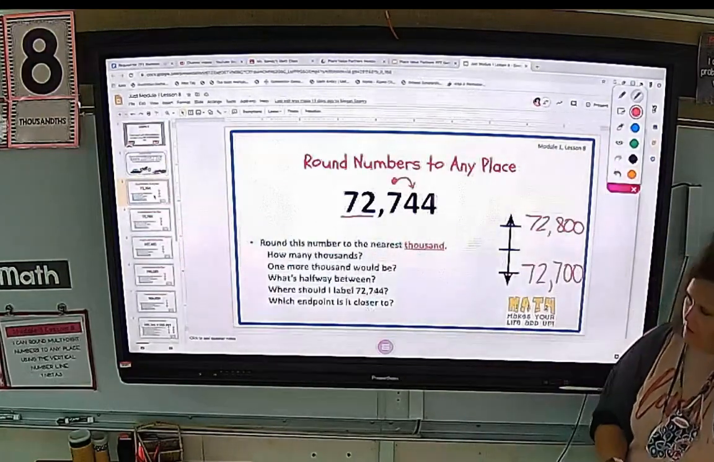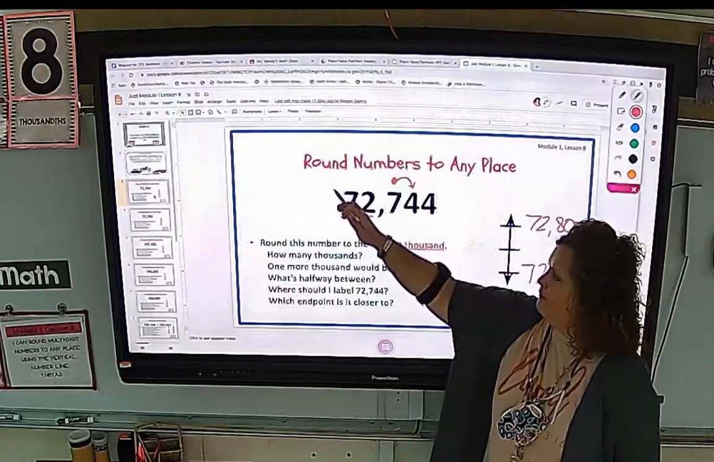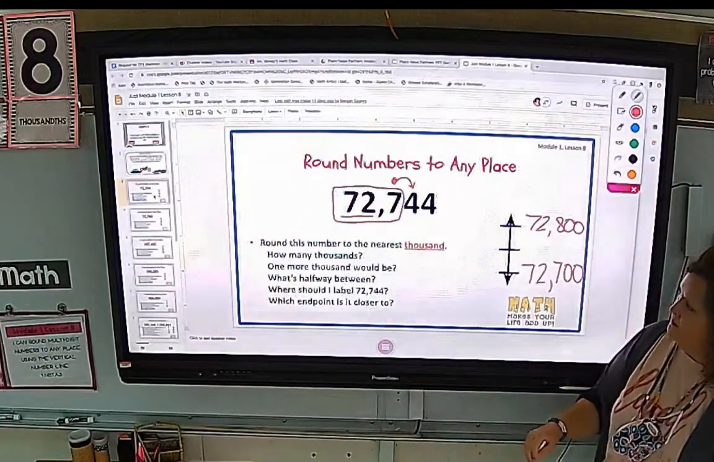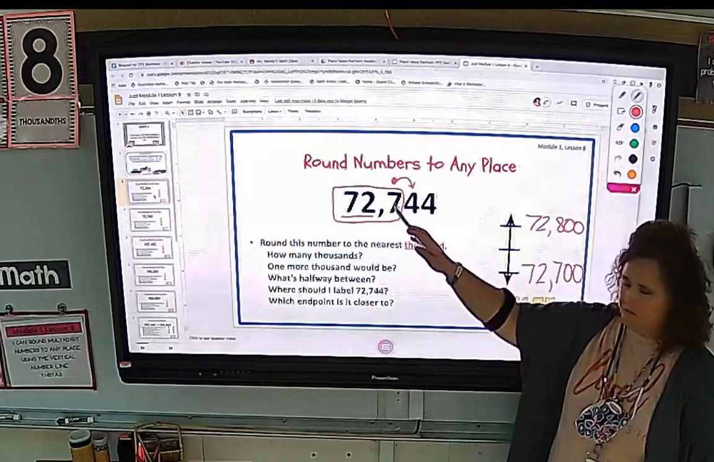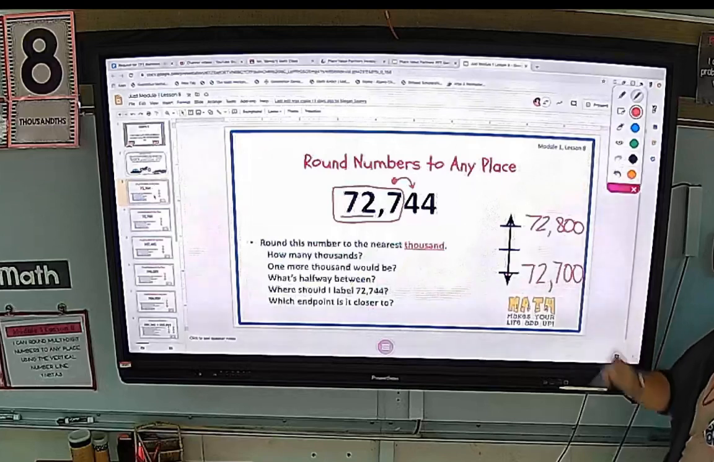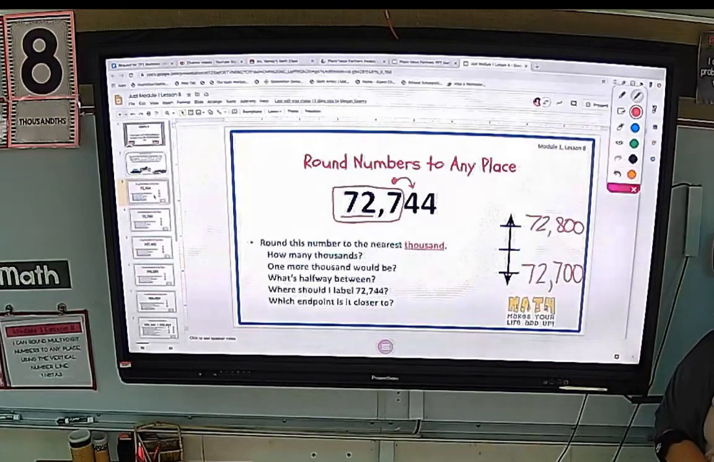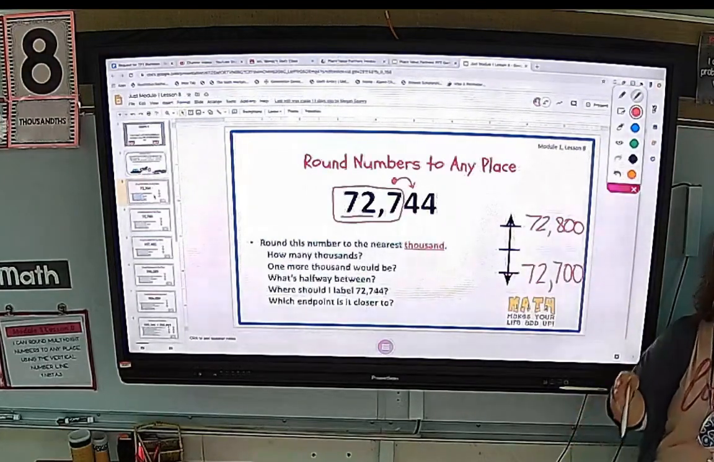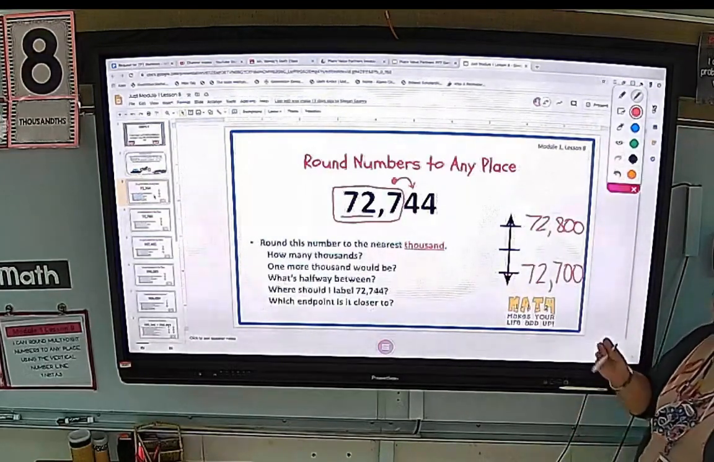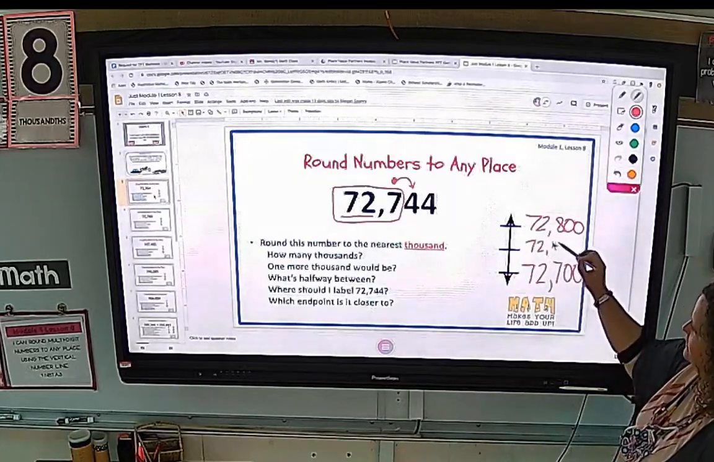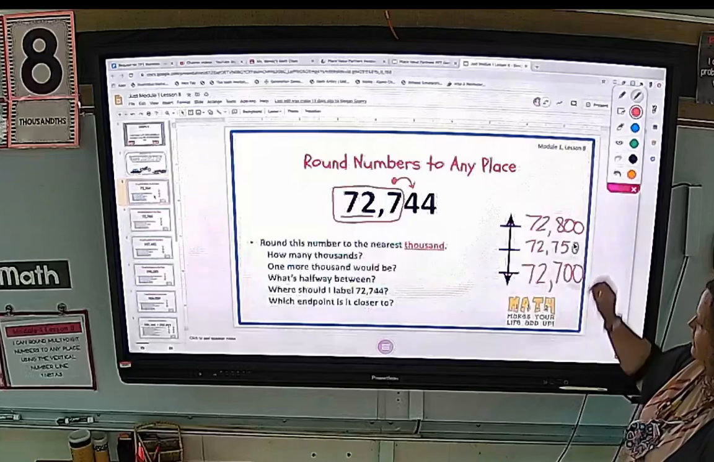Okay. So you're going to keep that. This might change. But on the number line, you're going to need all of that. Okay? Anybody know what the middle number would be on there? Think. We're going from 100 to the next. So what's half of 100? What would it be? 72,750. Yes.